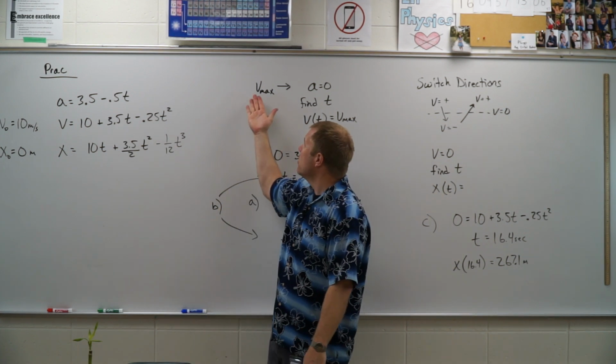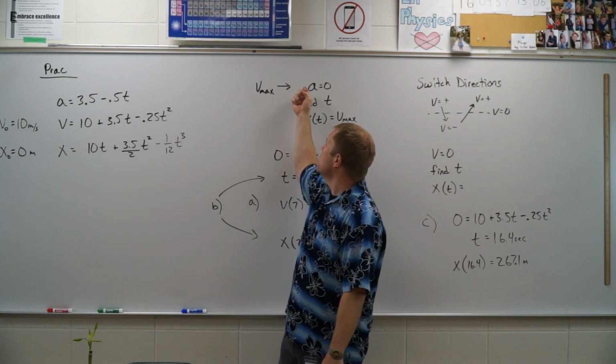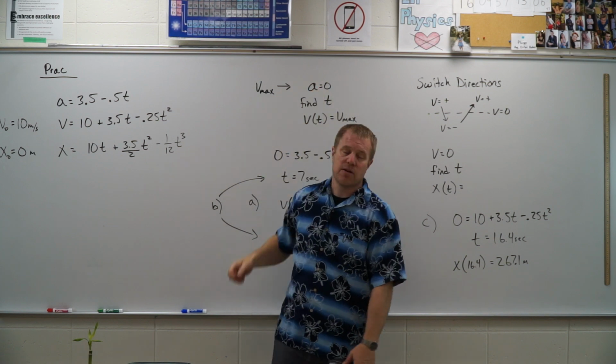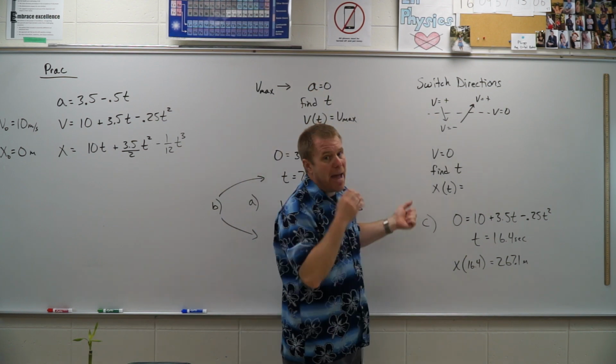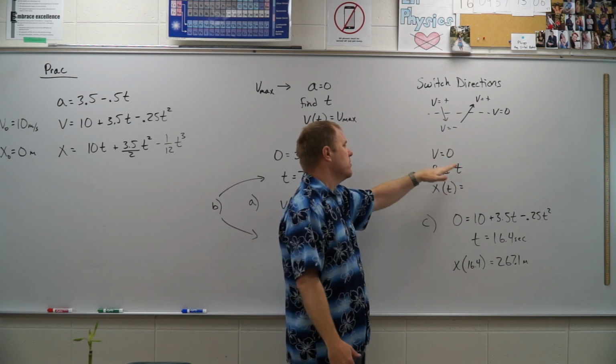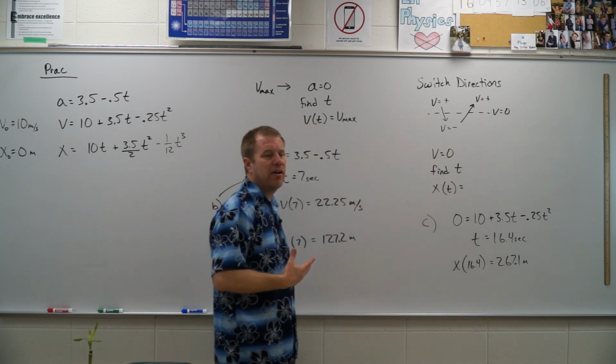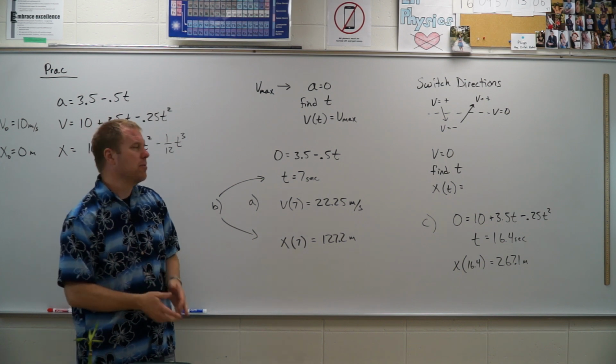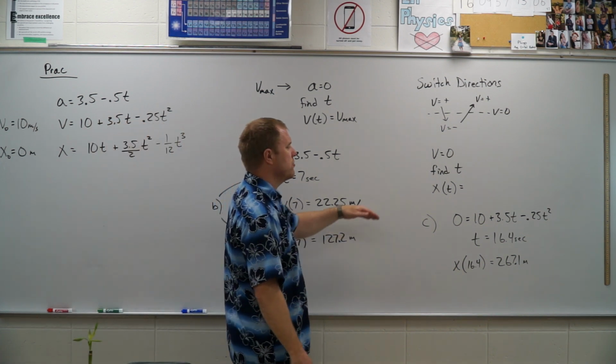So similar to here, to find a maximum velocity, you look at the derivative and set it equal to 0. So to find a maximum position, I would look at the derivative and set it equal to 0. So same kind of pattern there. It's just instead of calling it a maximum position, they talk about it as a switch of directions.